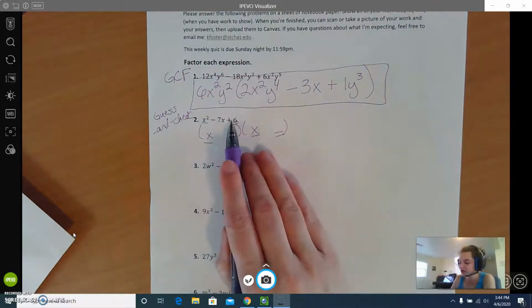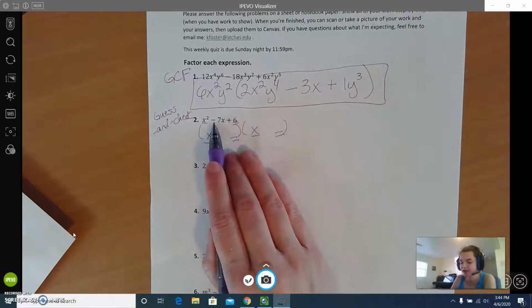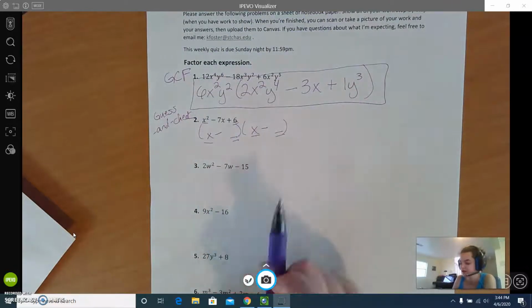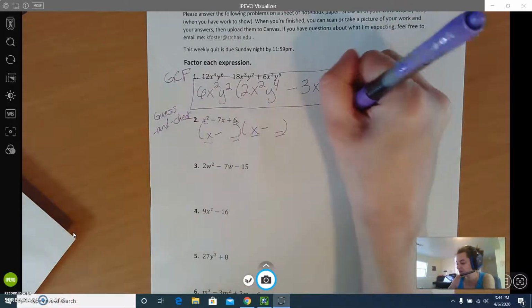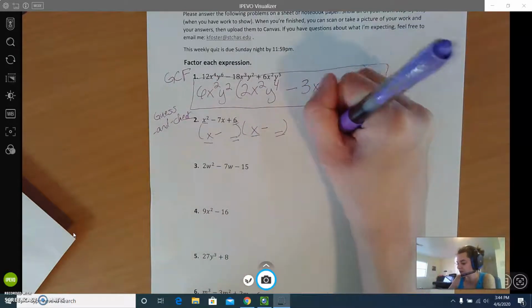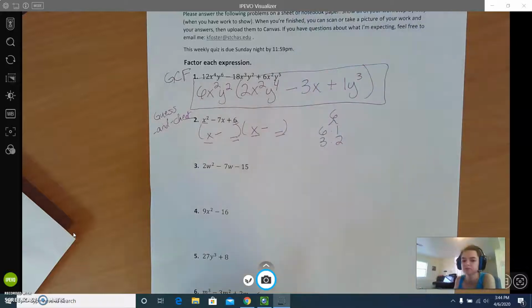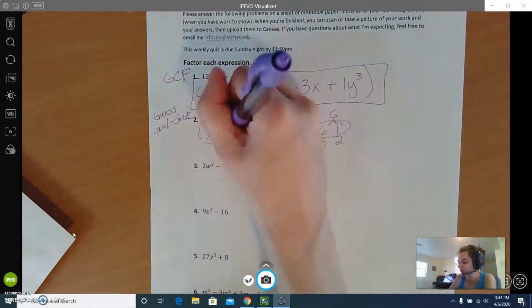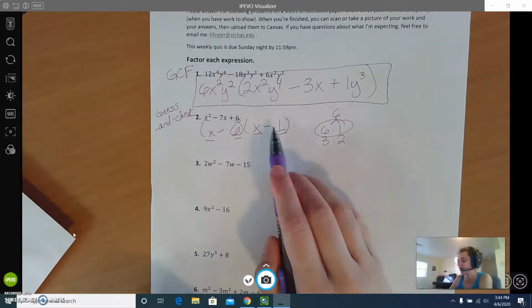So what I can tell you with a positive 6 is that the signs are going to be the same. Looking at the middle term, with it being a minus, I can tell you the signs are both going to be minus. Then to look at 6, my choices for 6 are either 6 times 1 or 3 times 2. Then you're trying to pick the one that helps you get to 7. If I pick this one, the 6 times 1, I'm going to have the check here, which is the outer plus the inner, should give me the middle number.